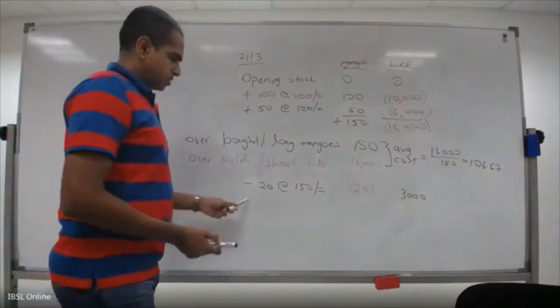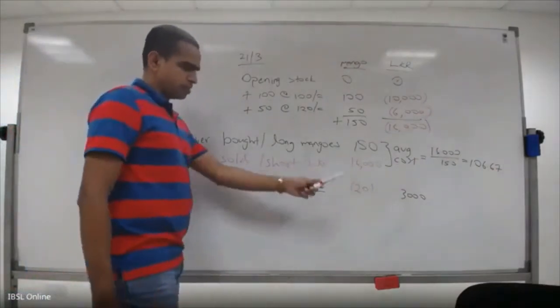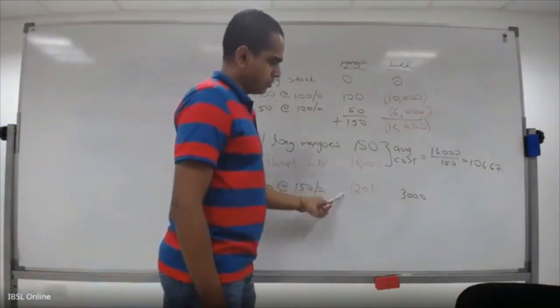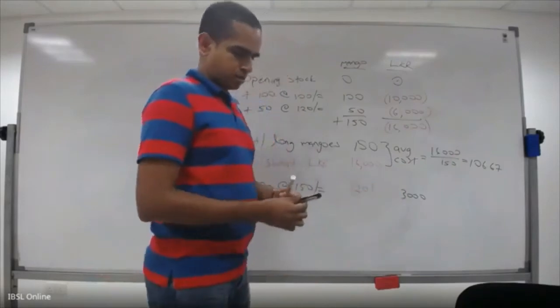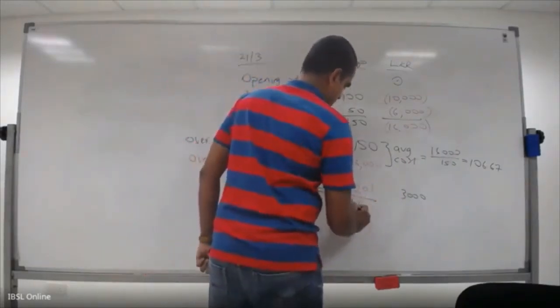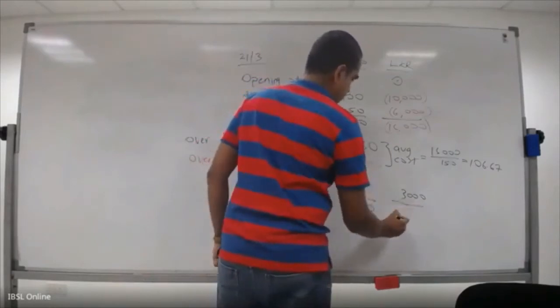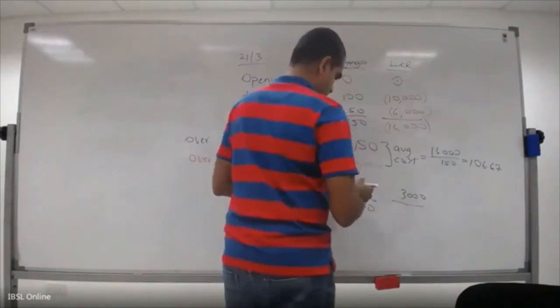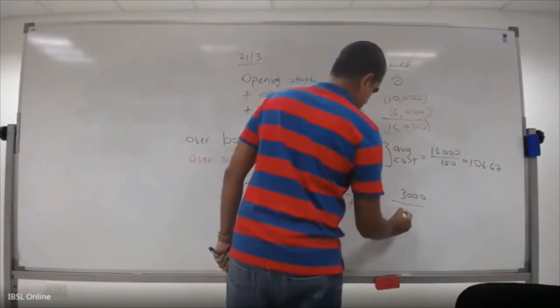Okay, so now you have sold 20 mangoes at 150, so you are less 20, and you will receive 3,000 rupees for that. The net is plus 130 mangoes, and you are still short 13,000 rupees.